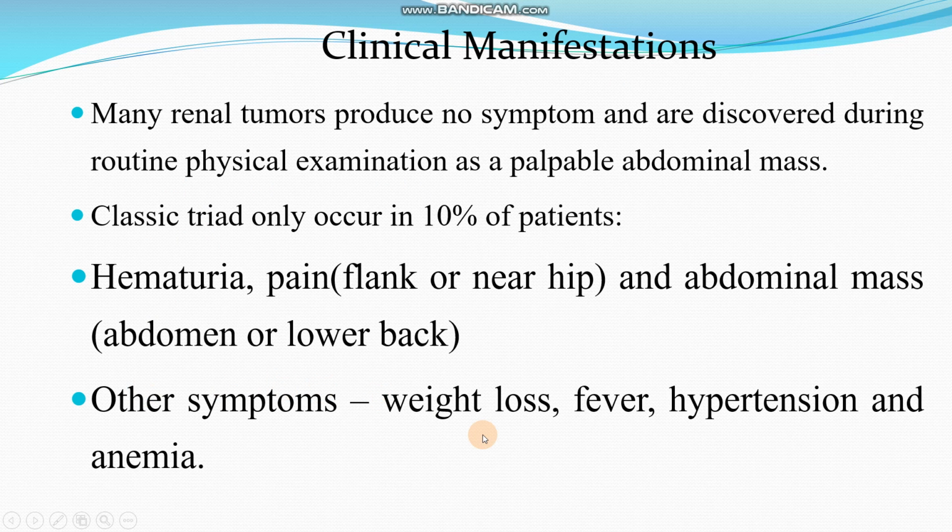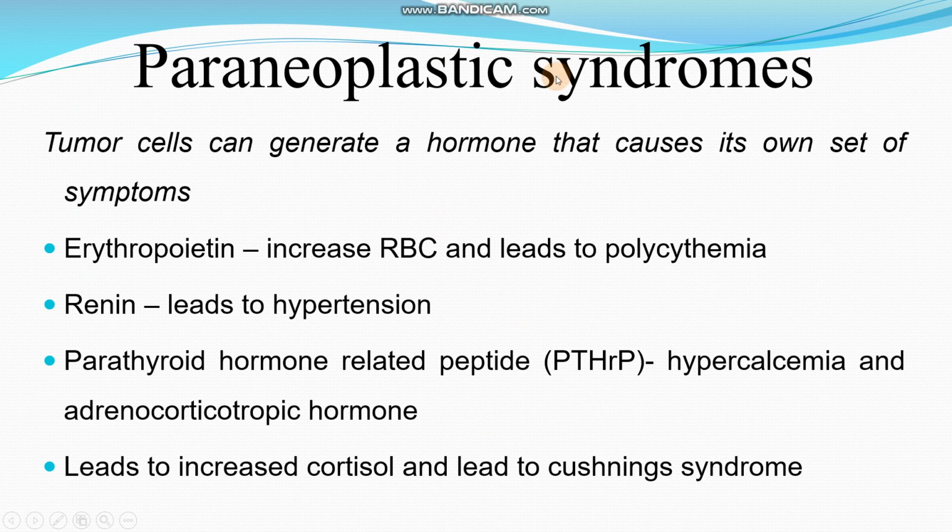Other symptoms like weight loss, fever, hypertension, and anemia can be seen. And most significantly, the patient will have paraneoplastic syndrome. We have already seen that paraneoplastic syndrome means the tumor cells can produce hormones which are actually produced from other parts of the body. Sometimes tumors can produce some hormones which can activate other hormones. So that is paraneoplastic syndrome.